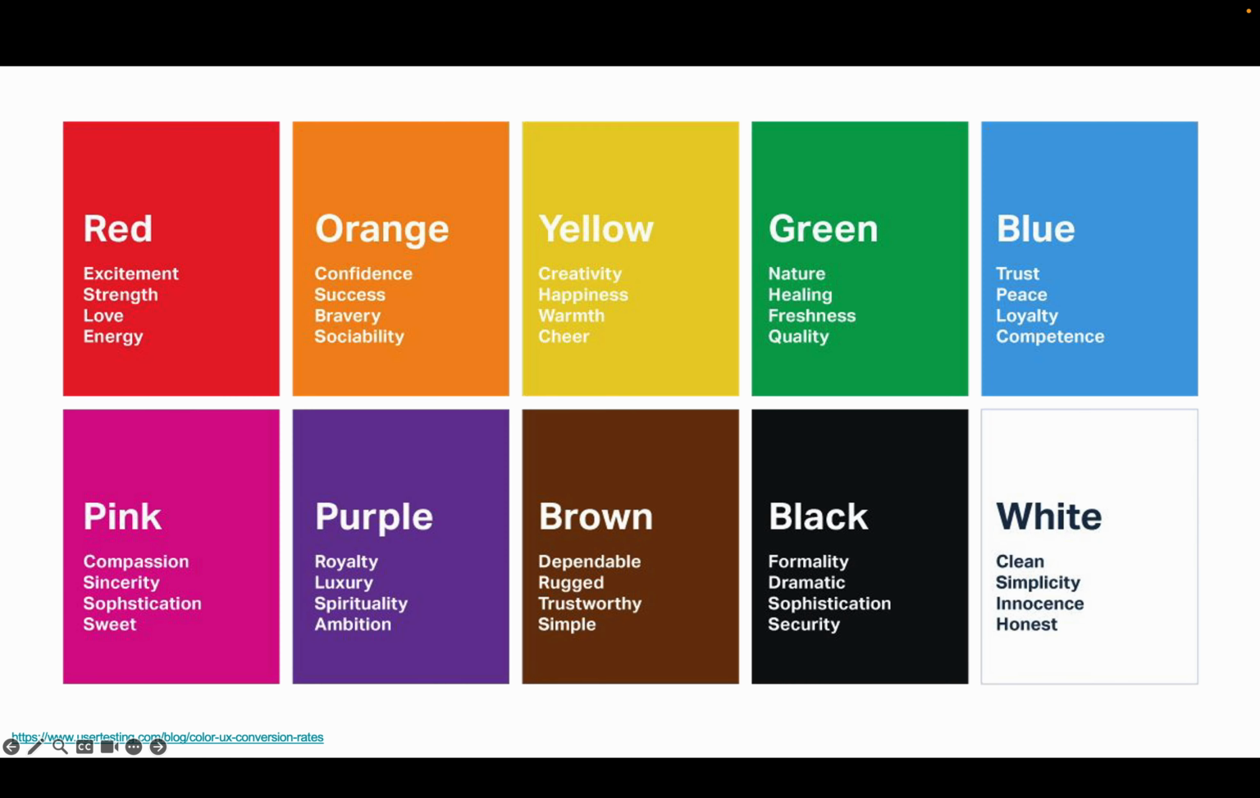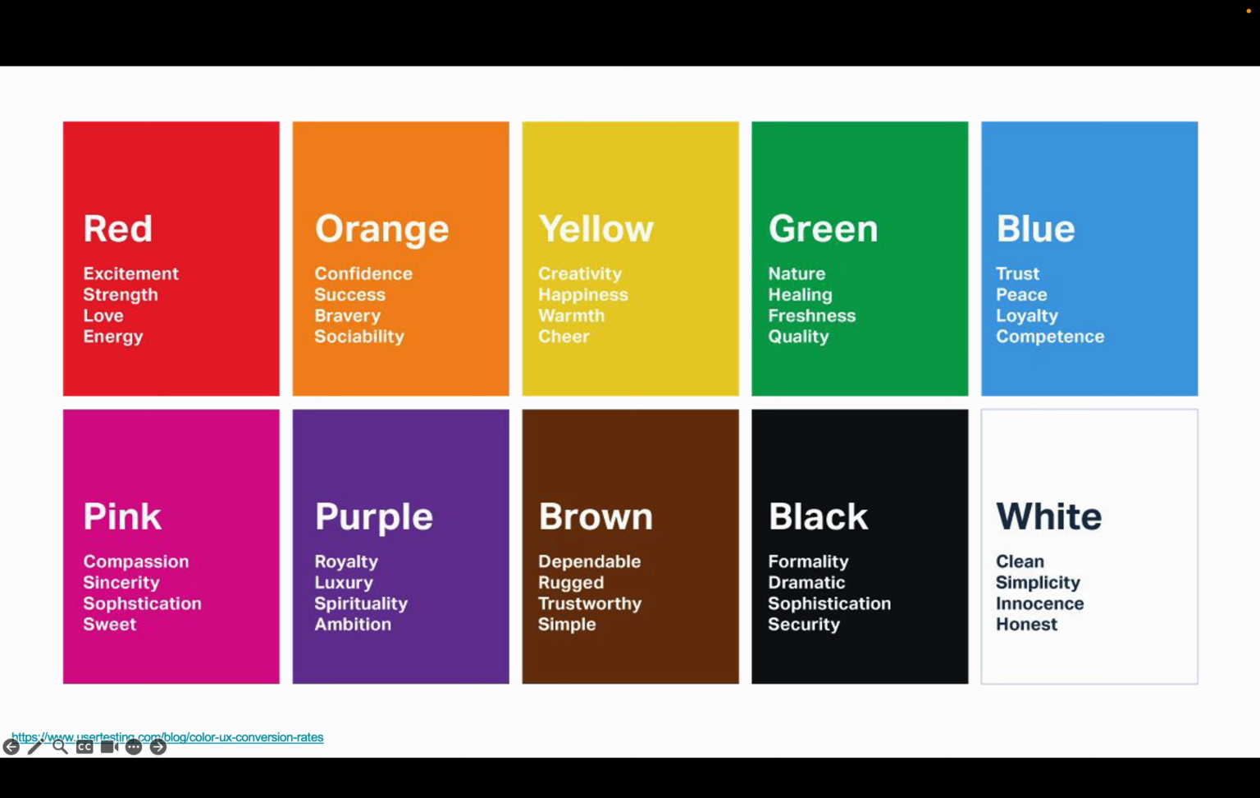Your sources have that great grid, the 10 color meanings. It's like a quick reference. Let's pull out a few. Red: excitement, strength, love, energy. Very high impact, right? Demands attention. Absolutely. Compare that to blue: trust, peace, loyalty, competence. Almost the opposite feeling. Calm, dependable, stable. Huge difference. Or take yellow: creativity, happiness, warmth, cheer. It feels optimistic, sunny, friendly.